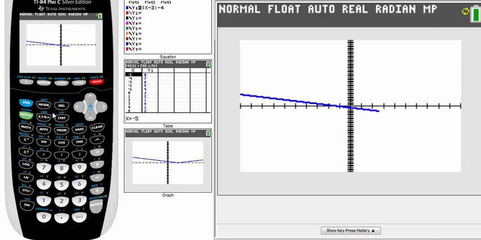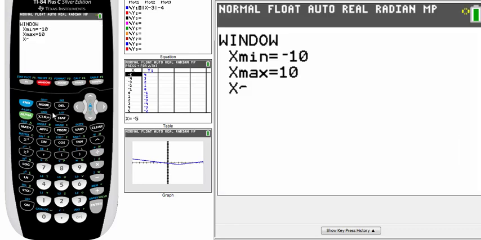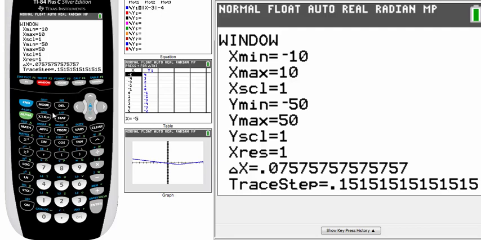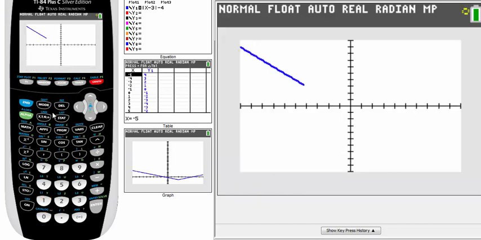So it looks like we're crossing right here at negative 1 and up here at 7. So from this graph we can see pretty clearly what my solutions are. I'm going to change my y values. Let's go negative 10 to 10 here, just so it doesn't look so smushed. We want a nice graph here.